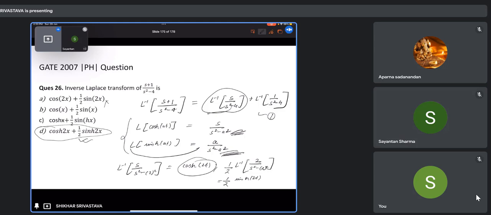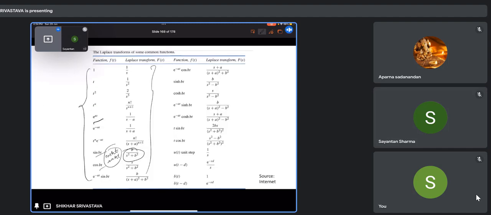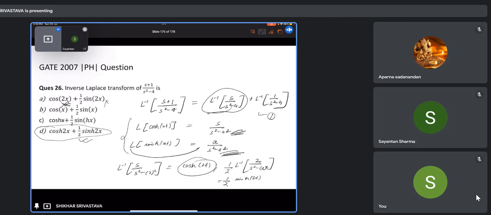So this is the correct option for this question. They've just given option C to confuse people, with normal cos and sine functions, but the correct answer is this. So here also, this table is very important. You just remember it, and some more functions also, this kind of Laplace transform. Then you will solve this very easily without wasting time.